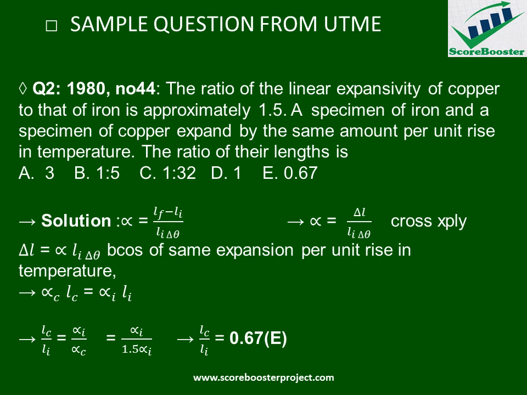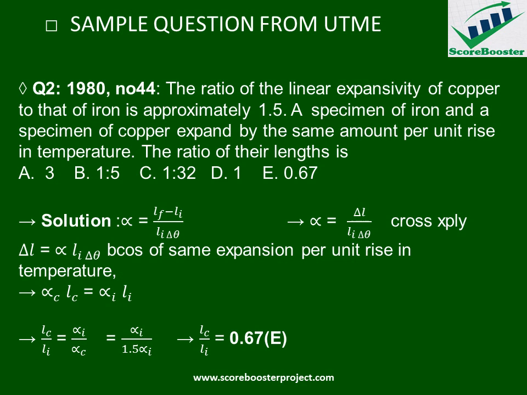If we cross multiply to make delta L the subject of the formula, then we will have delta L equals alpha, that is linear expansivity, times initial length, times change in temperature. Because of the same expansion per unit rise in temperature as stated in the question, we can equate the change in length of iron to that of copper.